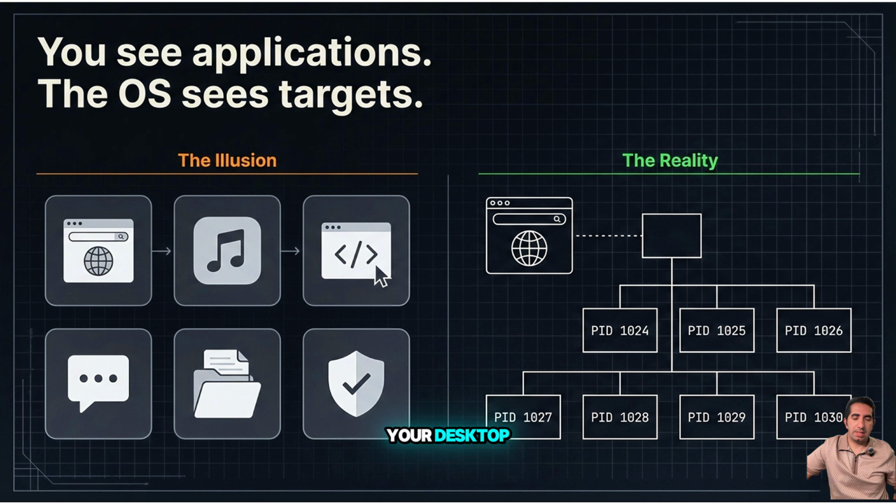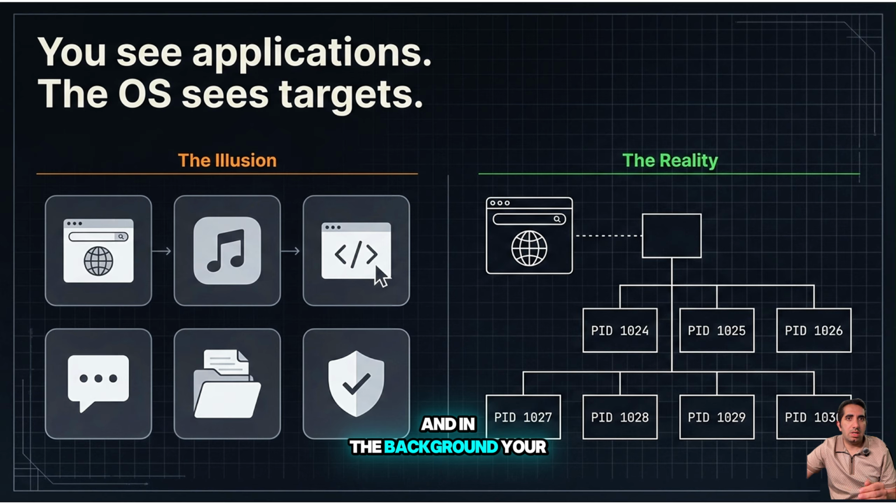When you look at your desktop, you see the illusion of clean app icons like Chrome, Spotify, or Discord. But in reality, the OS is a battlefield of processes. A process is simply a program that is currently running in memory. In the background, your OS is tracking hundreds of PIDs, the process IDs, managing memory addresses and maintaining a strict hierarchy of execution.